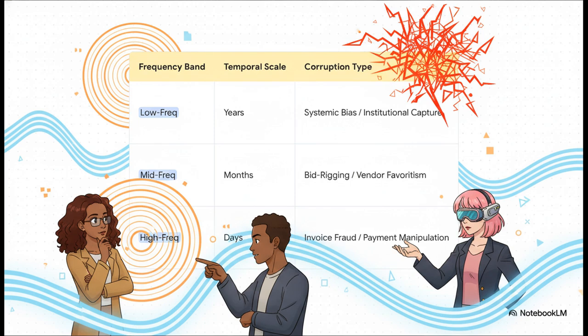That low-frequency band can detect systemic bias that's been happening over years. The mid-frequency can zero in on things like bid rigging that happens over months. And that high-frequency band can flag individual fraudulent invoices happening day to day. It gives investigators the whole picture from top to bottom.